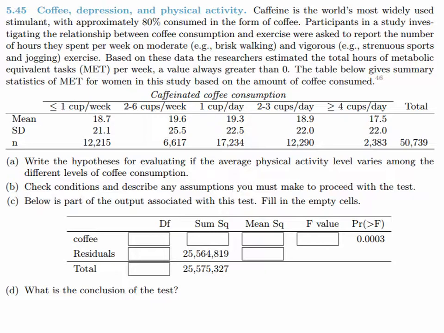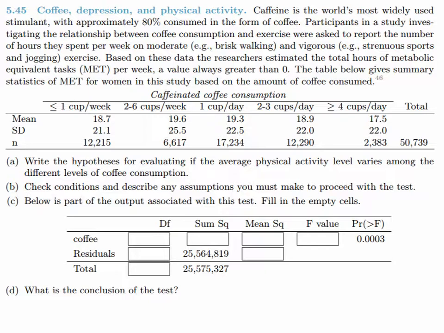Participants in the study investigating the relationship between coffee consumption and exercise were asked to report the number of hours they spent per week on moderate exercise, like brisk walking, and vigorous, strenuous sports, like mountain biking and jogging. Based on these data, the researchers estimated the total hours of metabolic equivalent task (MET) per week, a value always greater than 0. The table below gives summary statistics of MET for women in this study based on the amount of coffee consumed.